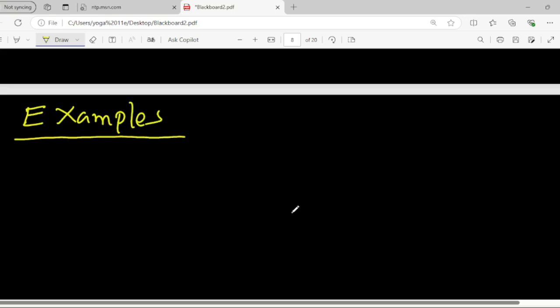Now, let me do examples that involve the ratio theorem and involve external division of lines. Maybe I start with one example for internal division of a line.